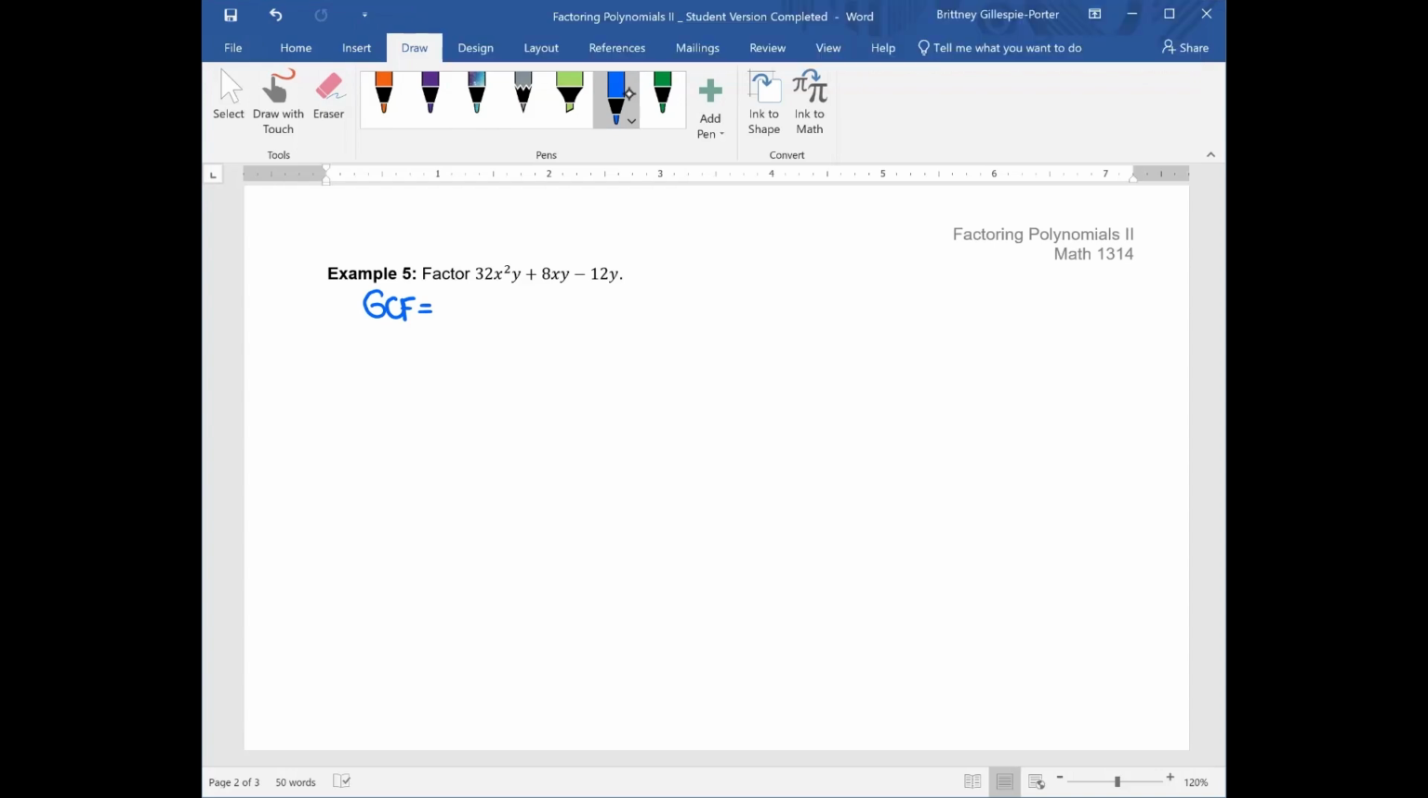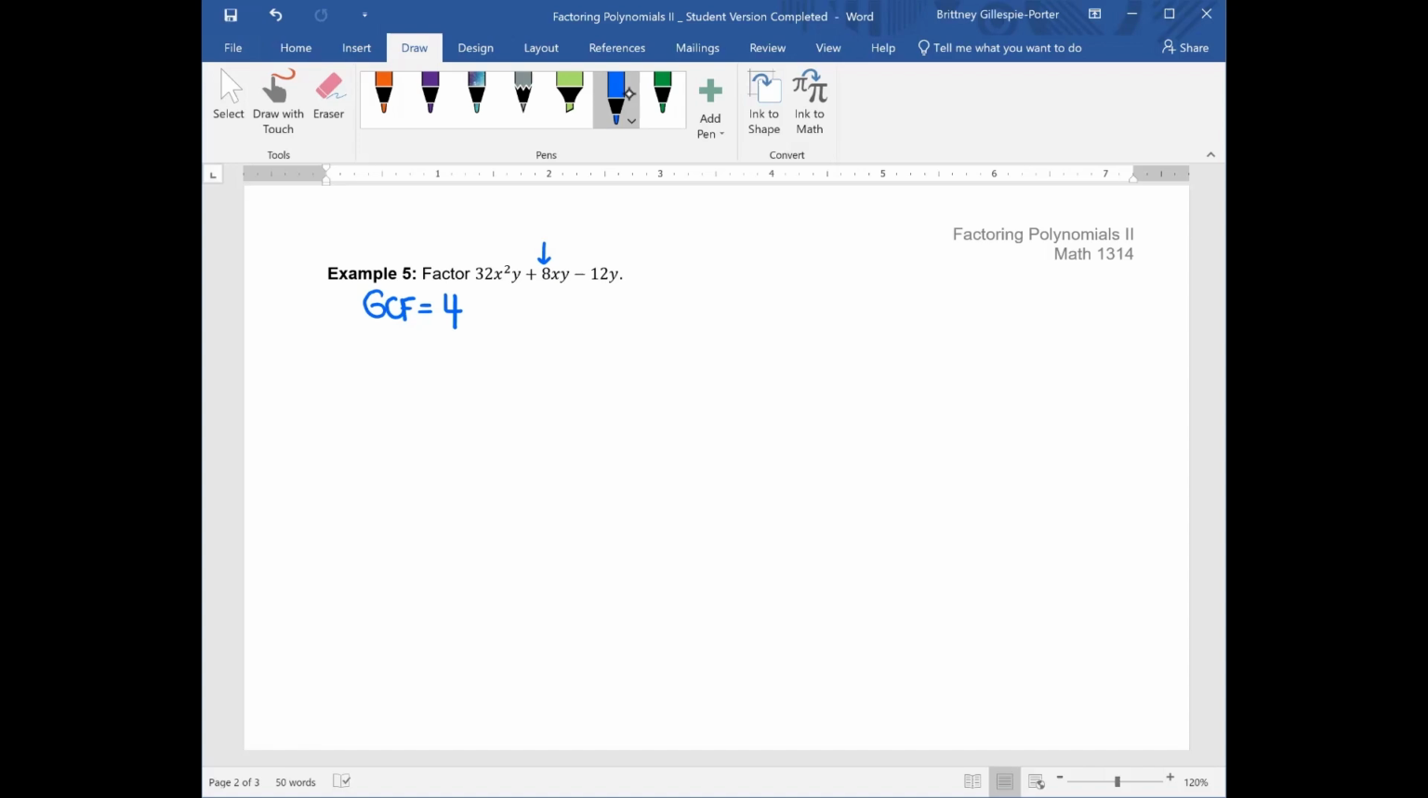The smallest number is 8. 8 goes into 32 because 32 divided by 8 is 4. But 12 is not divisible by 8. If we take 12 divided by 8, we get a decimal. Bummer. Next number that will divide 8 is 4. 32 is divisible by 4. 12 is divisible by 4. So we know that our GCF is going to have a 4.